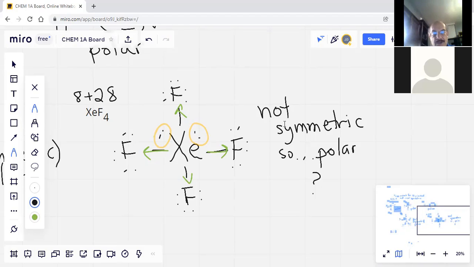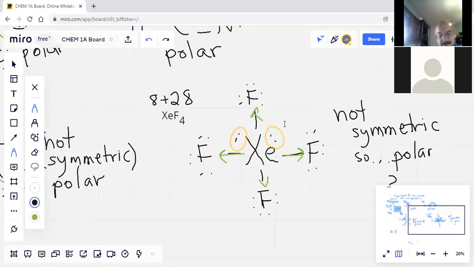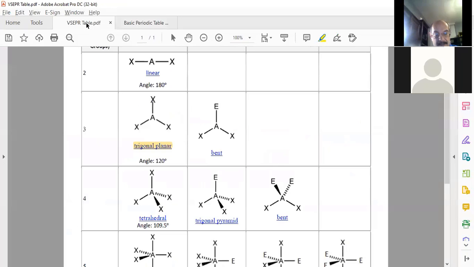I told you guys that shortcut only works about 90 to 95% of the time. So let's take a look again at our IF5 molecule, which as you can see has 1, 2, 3, 4, 5, plus the lone pair is 6 electron groups around it. And let's look at the XeF4, xenon tetrafluoride, which also has the 4 fluorines and the 2 lone pairs, so that's 6 groups around. So let's go back and look at how that gets arranged in the VSEPR table. And this is where we're going to be disappointed.